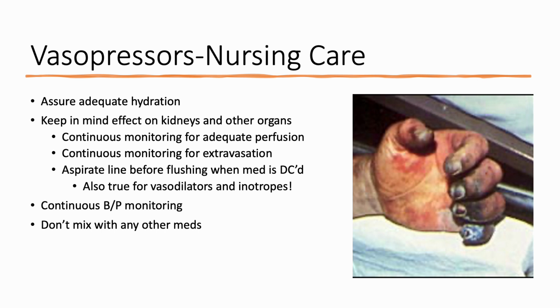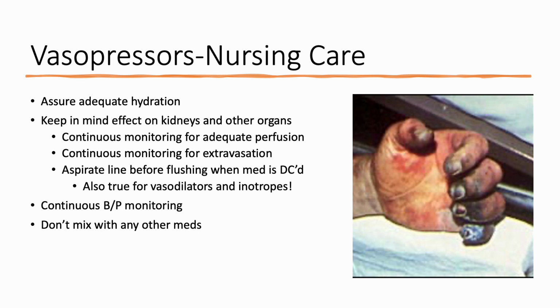Vasopressors cause vasoconstriction and can further reduce perfusion to tissues if the patient is not well hydrated. The effect on kidneys and other organs is that vasopressors can reduce blood flow to those non-essential organs due to vasoconstriction. It's essential to monitor for signs of reduced kidney function or other organ damage, such as decreased urine output.